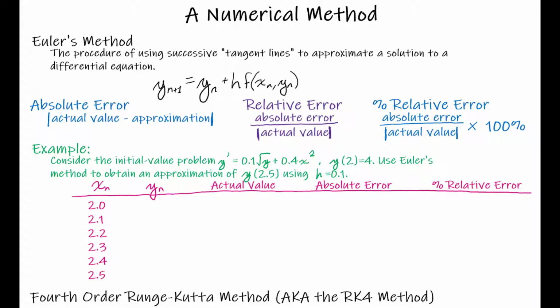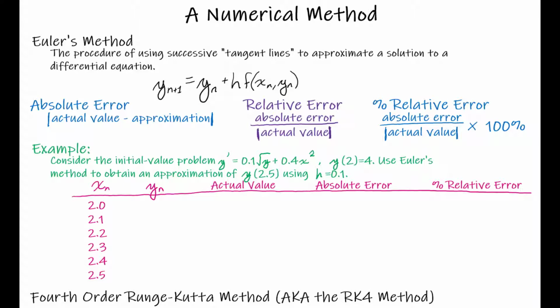So let's take a look at an example. I'm going to consider the initial value problem, y prime equals 0.1 times the square root of y plus 0.4 x squared, y of 2 equals 4. So we're going to use Euler's method to obtain an approximation of y of 2.5 using a step size of 0.1. Whenever you use Euler's method, it's helpful to develop a table.